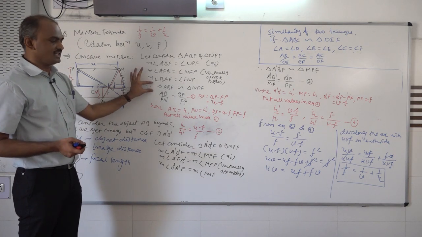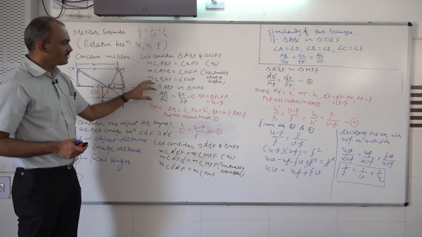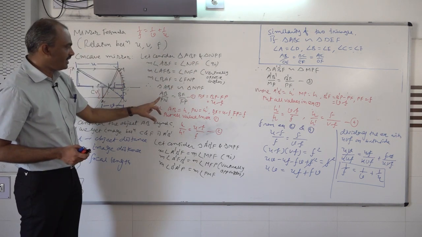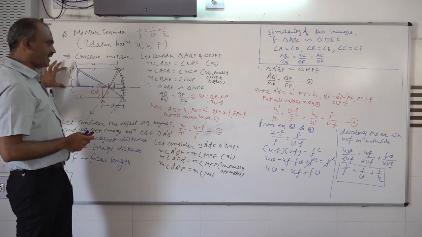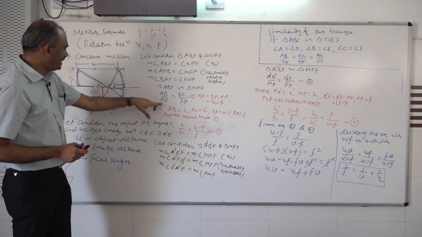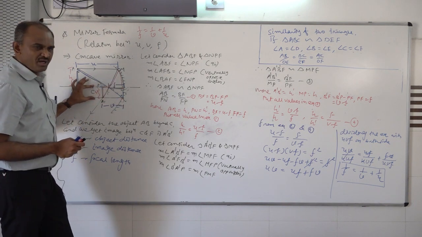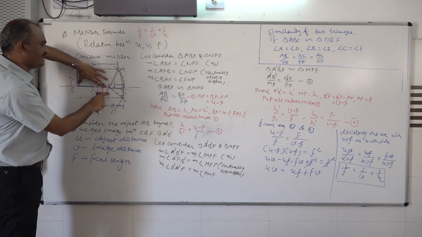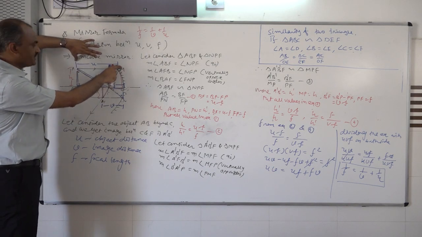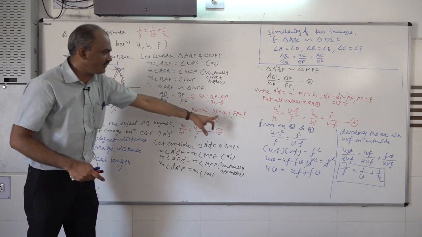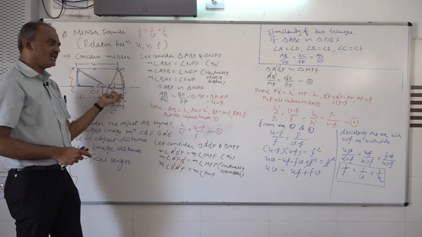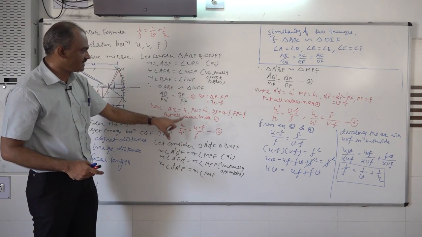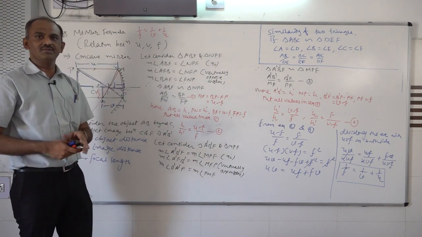If two triangles are similar, their corresponding side ratios are constant. So we get AB upon PN is equal to BF upon PF. Now we consider all these values. AB is the object height h. PN is equivalent to A dash B dash, the image height h dash. BF is BP minus FP, where BP is the object distance u and FP is the focal length f. So BF is u minus f, and FP is f. Putting all these values, we get h dash upon h is equal to u minus f upon f. This is equation number 2.